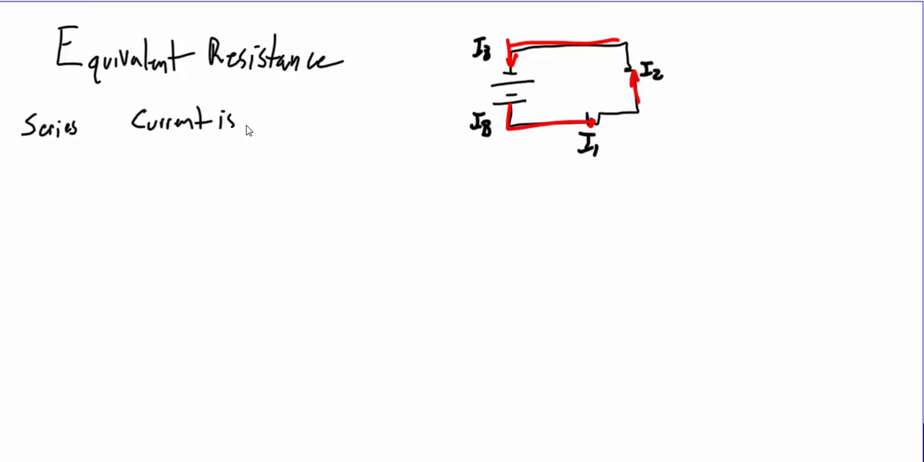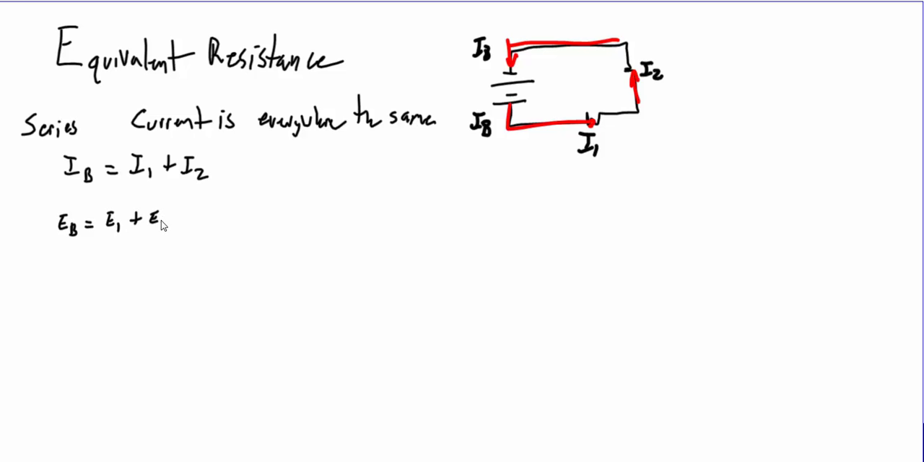Current is everywhere the same. Now, we can write that as an equation: the current leaving the battery is equal to the current through resistor 1 plus the current through resistor 2, and if there were more resistors in series, we could just keep adding those on. But it's also true that energy has to be conserved. So that means the energy being produced by the battery has to equal the energy being used in resistor 1 plus the energy being used in resistor 2.